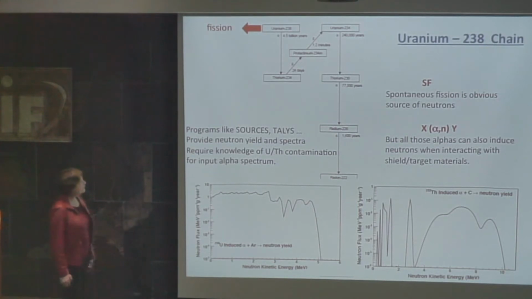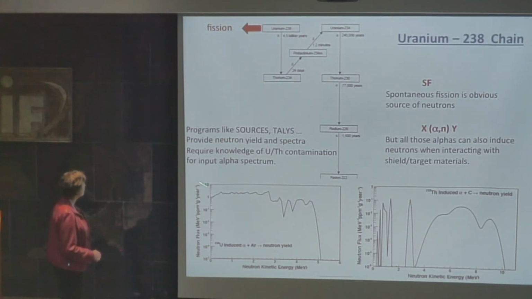Here's our uranium chain again. Spontaneous fission is another source of neutrons. So any materials you have will have some spontaneous fission, which produces neutrons. And alpha-n interactions will do that as well. So you have an alpha. You say, I don't care about alpha decays because I can recognize an alpha in my detector, but sometimes the alpha just interacts with your shielding material and produces a neutron that you can't see.